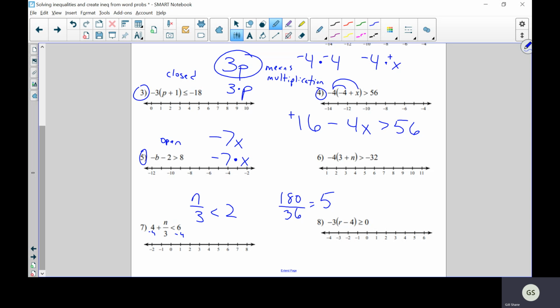Positive 4 is good, but what's the one thing we have to check when we solve inequalities? Well, it's a negative 3 times r. It's negative 3r. And then negative 3 times negative 4. So again, just like we did up here, it's the outside number on the first one. The outside number, second one.